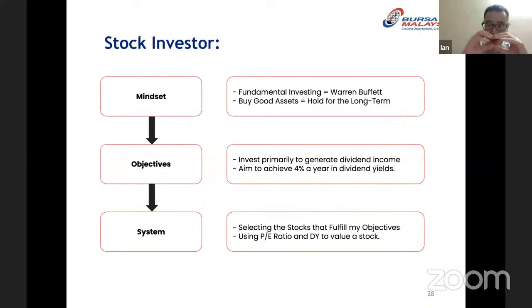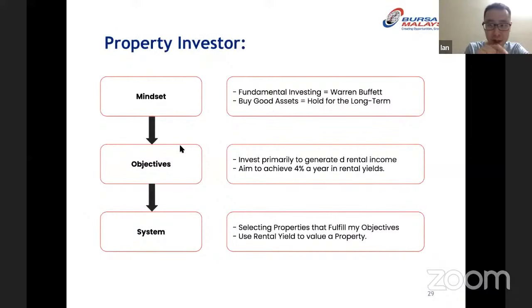So we have mindset, objectives, and then we have system. And this kind of system is quite translatable into property investing. Stocks, properties, it's the same. So let's say, for example, mindset. Now the mindset is, okay, I'm going to look at a property to invest. The key thing here is that if I want to do fundamental investing like Warren Buffett, but now in the property market, just like buying good stocks to hold forever, I will buy good properties and I will hold them forever, or I will hold them for the long term.